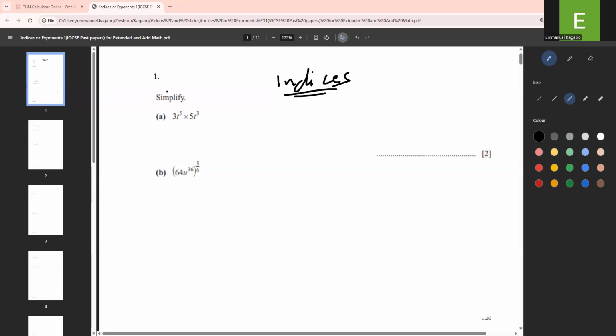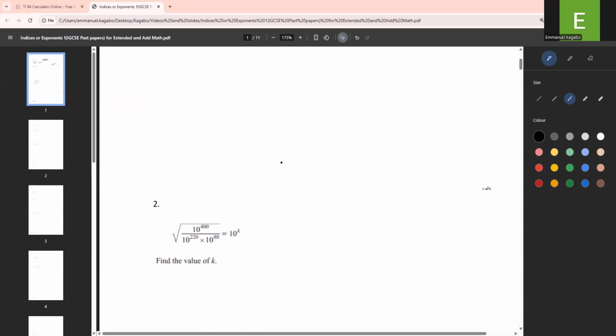That's the first question. Very easy. What's the answer for this, guys? What do you think? This is easy. That's 3 times 5, that's 15. Whenever I'm multiplying numbers of the same base, you add the powers. So 3 plus 5 gives you 8. So the answer here is 15 power 8. Easy as pie.